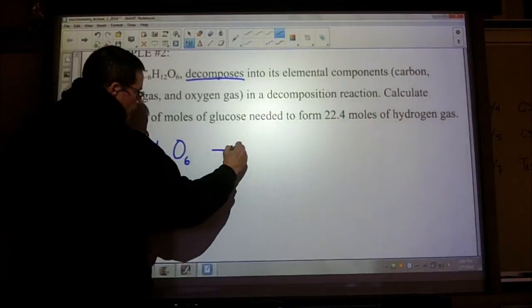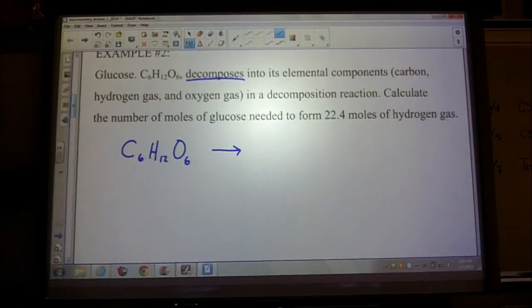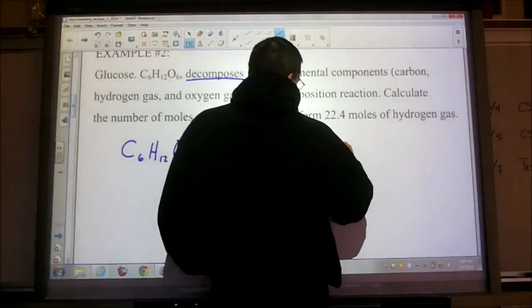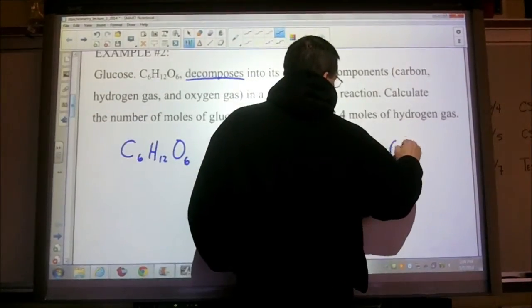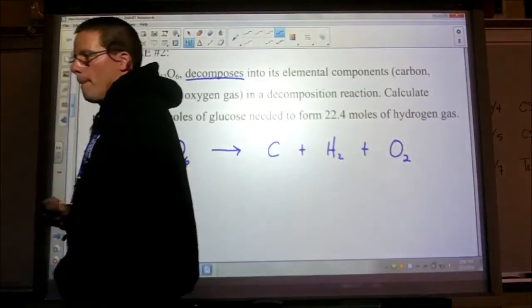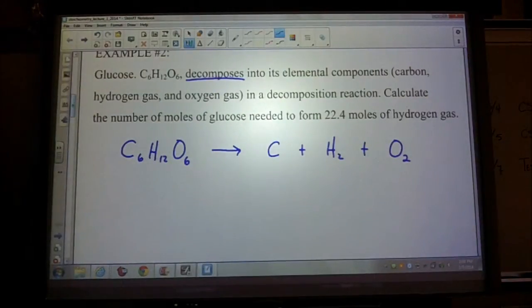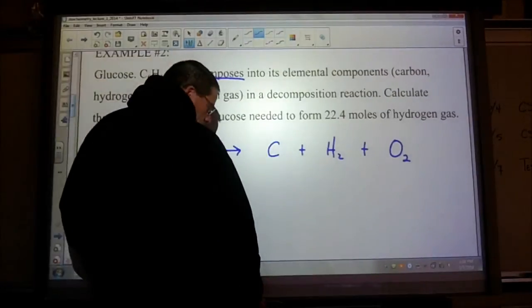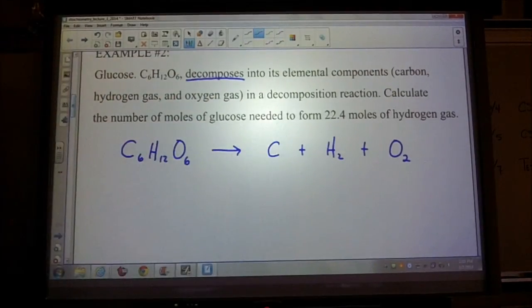C6H12O6, and it decomposes into what? Carbon, hydrogen, and oxygen. Right, H2 and O2. All right, so there are the things that it decomposes into. Balance it out. And, no, not yet. Let's write down what we know. So what do we know about this?